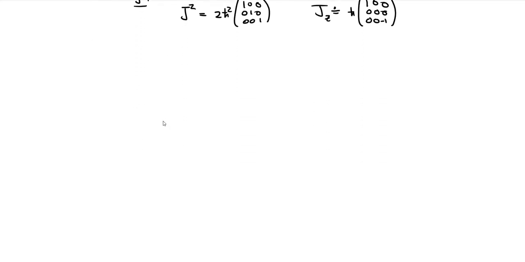What I'm going to do now is define two new operators, a J plus operator that is equal to Jx plus i Jy, and a J minus operator that is Jx minus i Jy. And these two operators are going to be analogous to the ladder operators that we had when we were studying the harmonic oscillator, those raising and lowering operators. Ultimately, what we're going to show is that these will serve the same sort of purpose here.